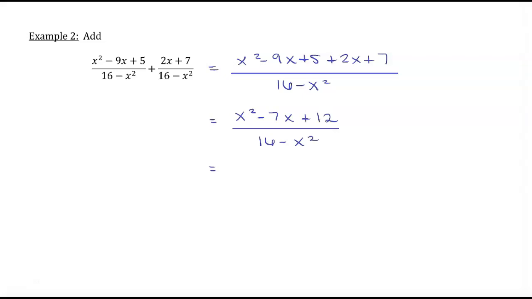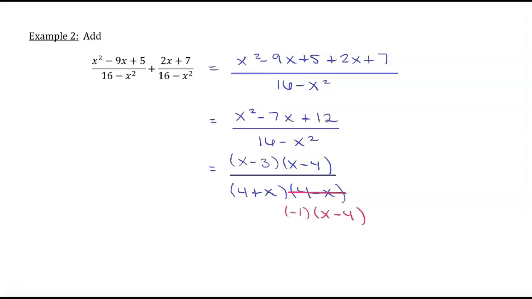Now let's factor the numerator and the denominator to look for common factors that may simplify. X squared minus 7x plus 12 can be factored as x minus 3 times x minus 4. 16 minus x squared is the difference of squares, so that can be factored as 4 plus x times 4 minus x. Notice that we have a pair of opposites. We have x minus 4 in the numerator and 4 minus x in the denominator. And since we could rewrite 4 minus x as negative 1 times x minus 4, we can cancel out the x minus 4 and 4 minus x, but it leaves behind a factor of negative 1.